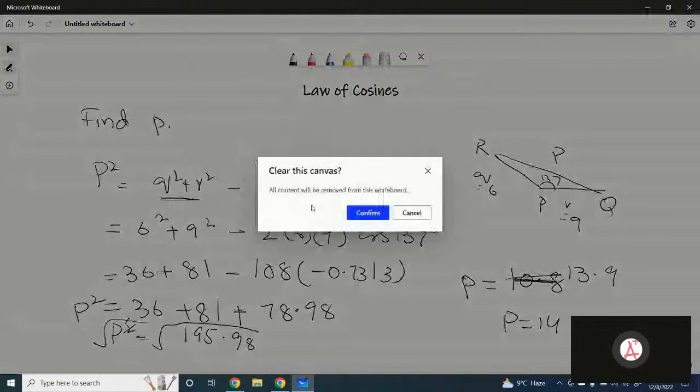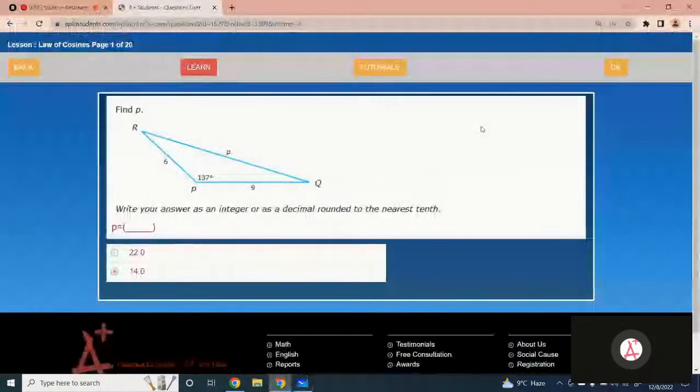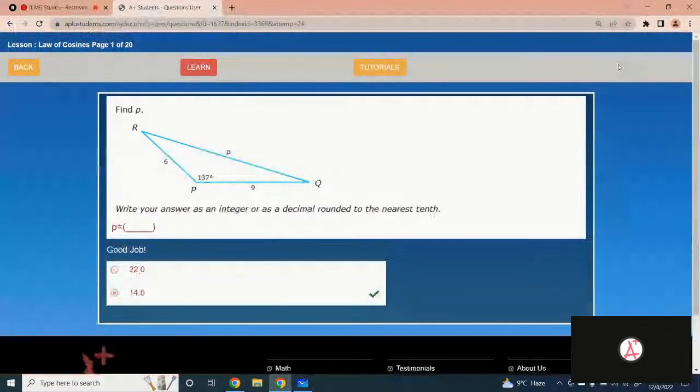Let's just do another example. The correct option is 14. Just select the correct option and move on to the next one.